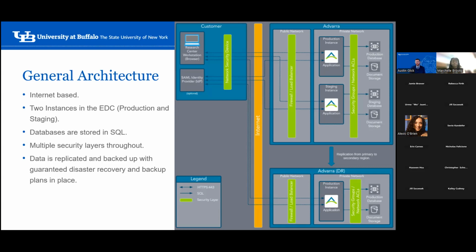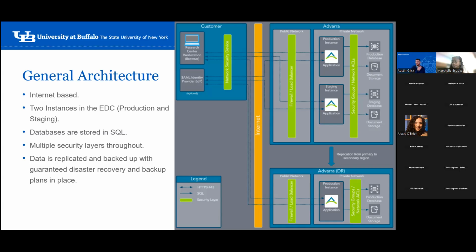Multiple security layers throughout, which is very, very important. They have firewall, they have backups. Everything is well designed by the company Advarra, who maintains the system. And then data is replicated and backed up with a guaranteed disaster recovery and backup plans in place. And as you can see from this architecture, basically, most things go from the research center, the customer itself, into the Advarra's cloud-based system. It's stored within the production and staging environments, and then it's backed up within this other production instance that is backed up there.